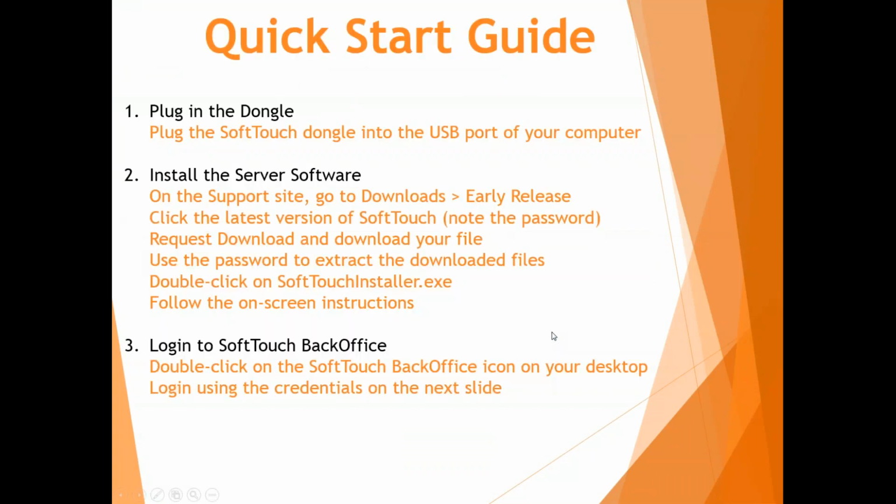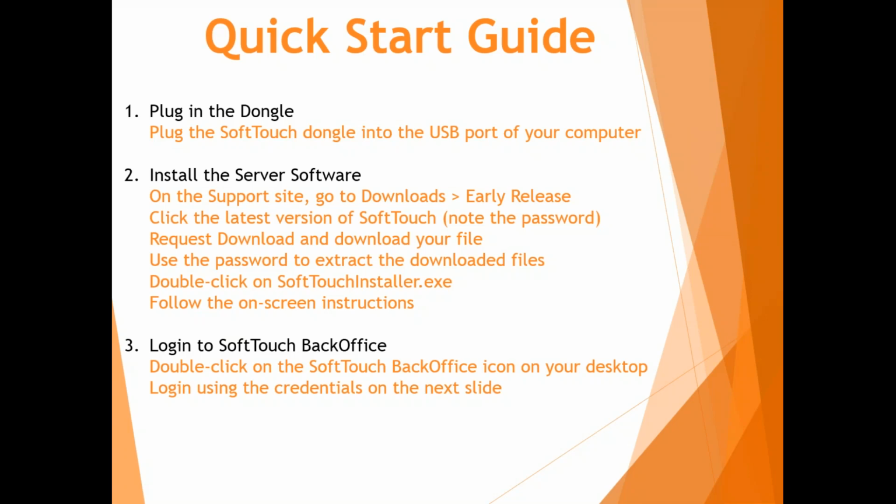All right, so our quick start guide here, of course, you want to plug in the dongle to the USB port of the computer if you're going to be setting everything up for the restaurant first on your computer. You want to install the server software. So you would go to the downloads, early release, find that latest version of SoftTouch. There will be a password on there. Just remember that password, because after you download the file, it's going to ask you for the password to extract the file. And then you'll run the installer and just follow all the instructions that are on the screen for the installer. Once you have done all that, you are going to want to open Backoffice, because that's where you set up everything for SoftTouch.